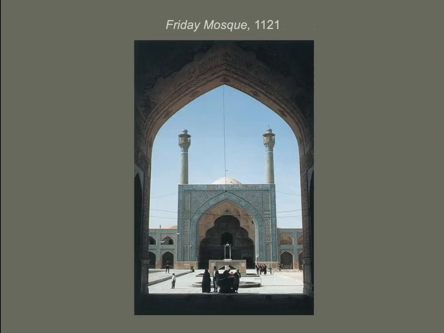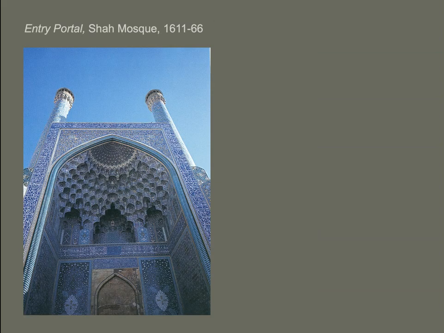This is Friday Mosque from 1121. This was influenced by nearby Persia. We have a pointed arch here as well within a rectangular frame. This is called an iwan and marks the entrance into the mosque. You'll notice that we have these scooped out little triangular niches. These are called muqarnas and are common in Islamic architecture. In fact, you can see several here.